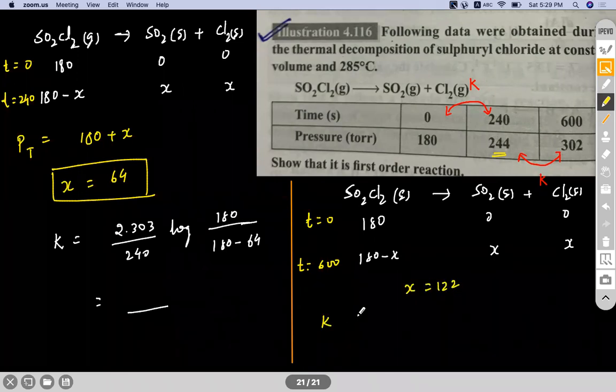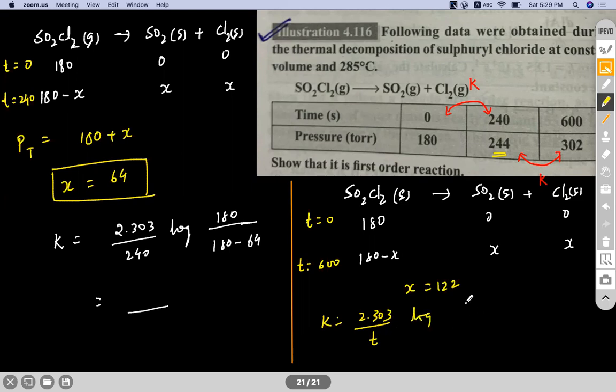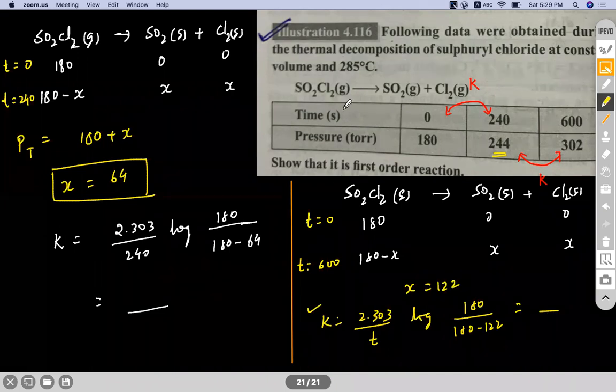So K is 2.303 divided by t, log of 180 by 180 minus 122. From this you'll get the value of K. If the K value is the same for both sets of data, it means our assumption, that is first order of reaction, is correct.